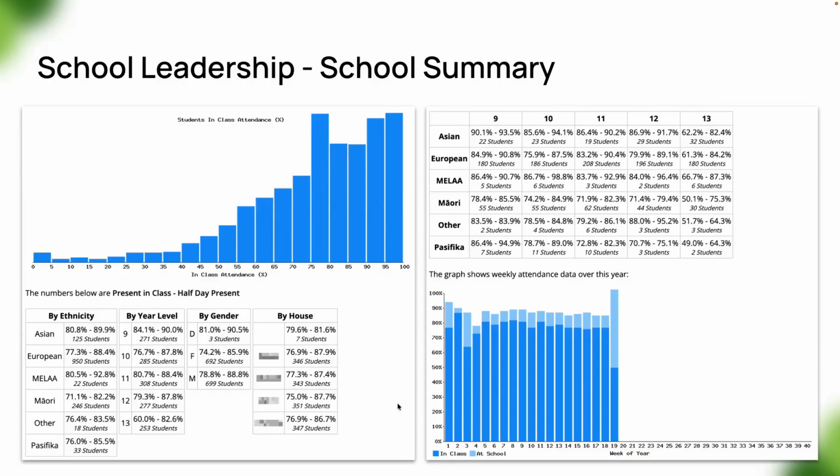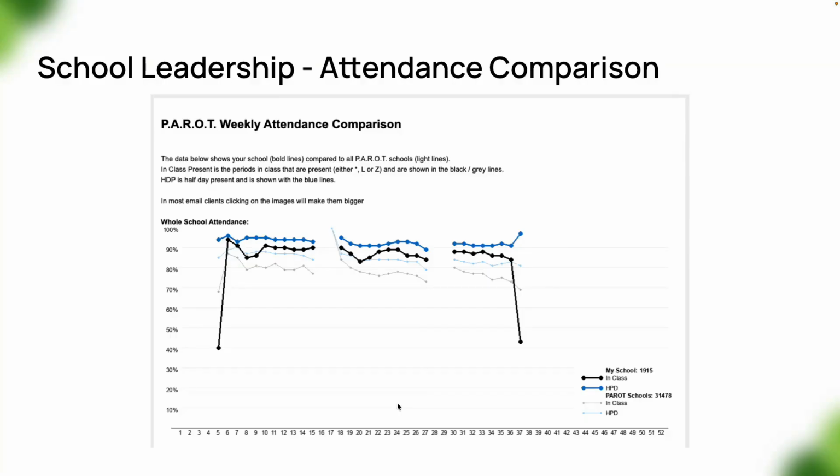So this is a summary here of all of the attendance across the school, so you can quickly pick up any trends. Hey, it looks like our year 10 attendance is a little bit lower this week than the other year levels, and broken down in different ways. And then we've got a bit of a graph here of that: the dark blue is in class and the light blue is at school. So if you're seeing some differences there, that's a nice one to pick up on.